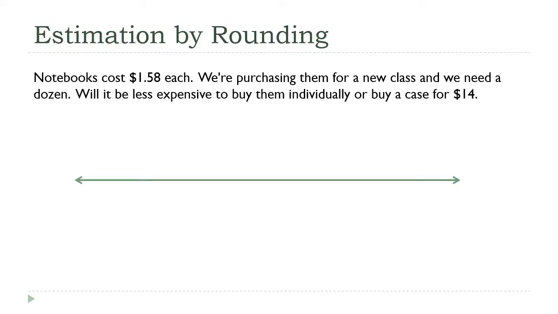Suppose we need to buy a set of notebooks, and we have two options. We can buy all 12 individually at $1.58 each, or buy a case for $14. And you're standing in the store and you need to make a quick decision. Now, personally, I can't do 1.58 times 12 in my head. So I'm going to get an estimate by first rounding the numbers.